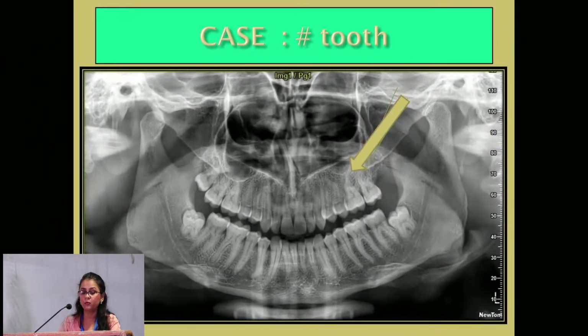Now this was a case where the patient always complained of pain in the 2-6 region, and a 2D image was taken. Still the pain did not go. The clinician could not locate anything, even on clinical examination.